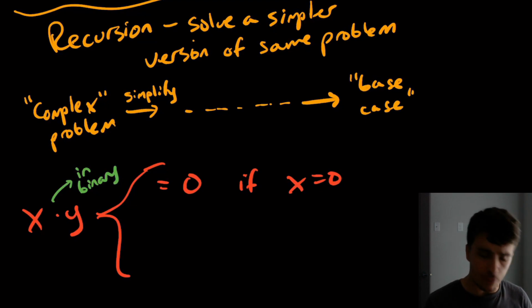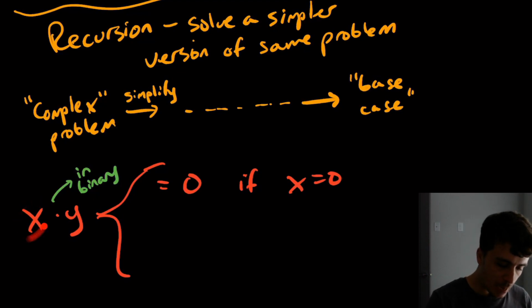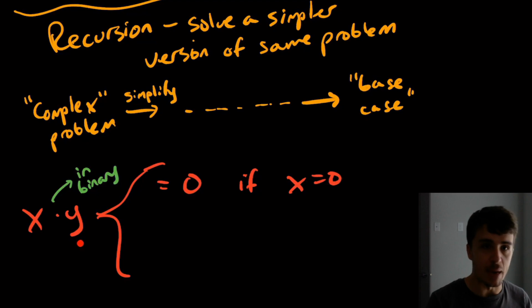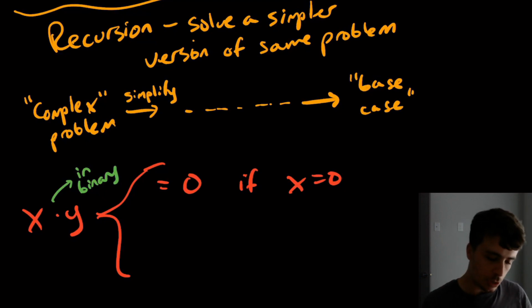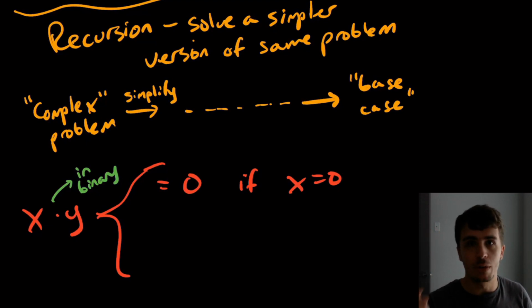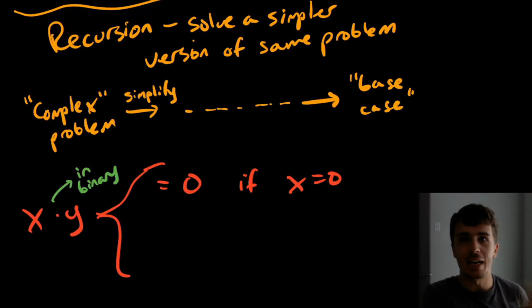So if we think about it a different way, what is a simpler version of the same problem? Well, if I divide x by 2 and multiply it by y, that's a simpler version of the same problem. And then I just multiply the result by 2. So if I divide x by 2 and multiply it by y, and then multiply it again by 2, I get x times y. You may think, okay, that's trivial. X over 2, so half of x, times y times 2 is going to be x times y. It doesn't really help you.